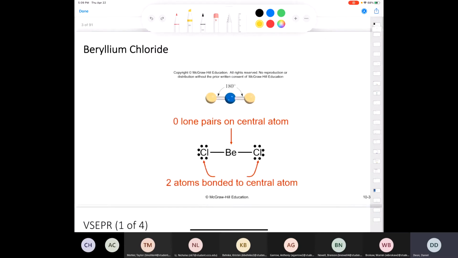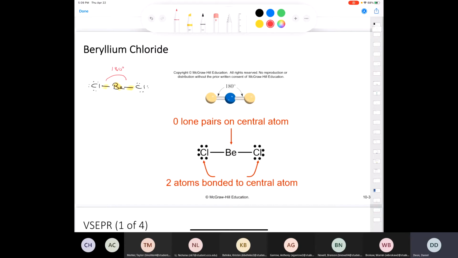So here's a model of beryllium chloride, right? We've already looked at beryllium hydride. If you look at beryllium chloride, it's the exact same thing that we just looked at. Beryllium is the central atom. It is bonded to two chlorines. There are lone pairs in the Lewis structure. However, the lone pairs are on the chlorines, right? On my central atom, I have no lone pairs. I have two bonds and no lone pairs. Therefore, my bond angle is going to be 180 degrees, like that. It's going to be completely linear.